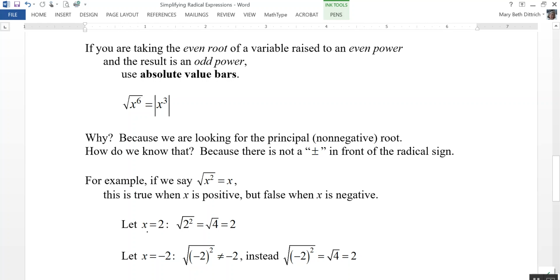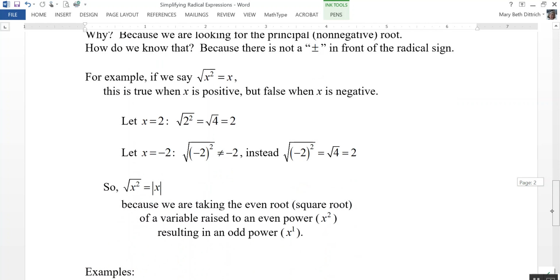Let's try it. Let's let x equal 2. So plugging in 2 for x, I have the square root of 2 squared, which is the square root of 4, which is equal to 2. That works. If x is equal to negative 2, then I have the square root of negative 2 squared. Negative 2 squared is 4. So the square root of 4 is not equal to negative 2. Instead, the square root of negative 2 squared is equal to the square root of positive 4, which is equal to 2.